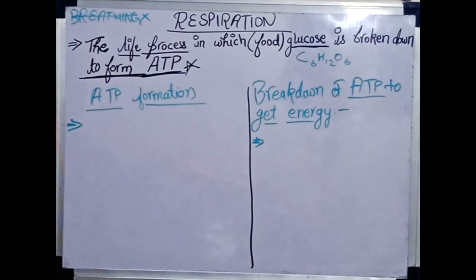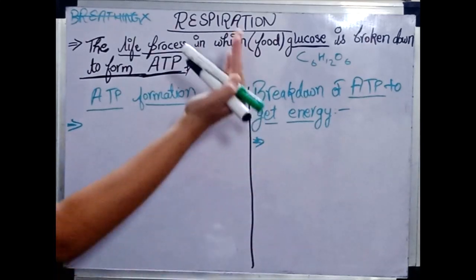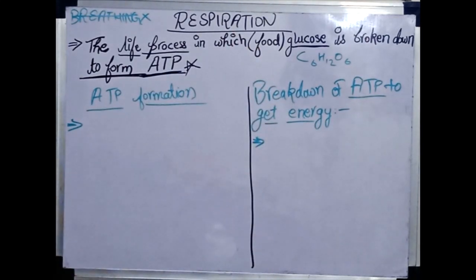Form means to make something. So respiration is basically a life process that forms ATP. But ATP is not energy. ATP is there to get energy. So ATP formation means we have stored energy. And whenever we need energy, we can break it up. By breaking down ATP, we can get energy.